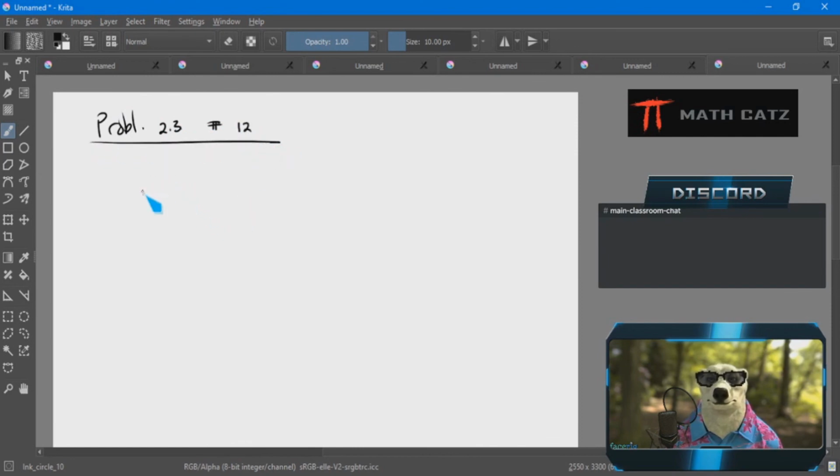Number 12 first. 12 is limit of x approaching -5 from the right of 1 plus root 5 plus x. Close the square root. Put brackets around it if you like. Do whatever you like. Okay. I see a square root.